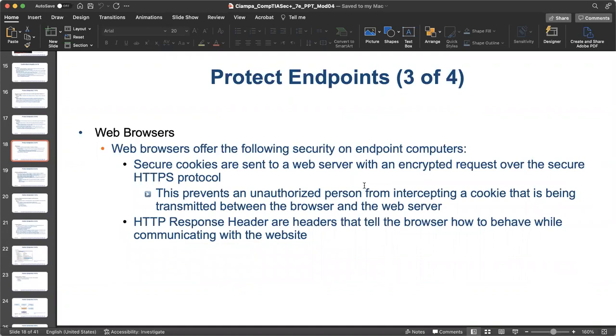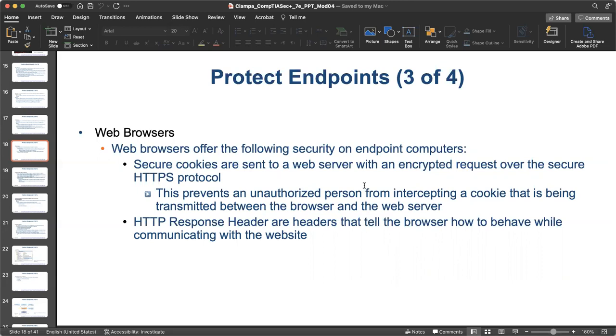Next, we want to talk about protection of the endpoints from the web browser's perspective. Web browsers have a degree of security that can protect endpoint computers themselves, right? This security includes secure cookies and HTTP headers. These are the two important aspects of it.